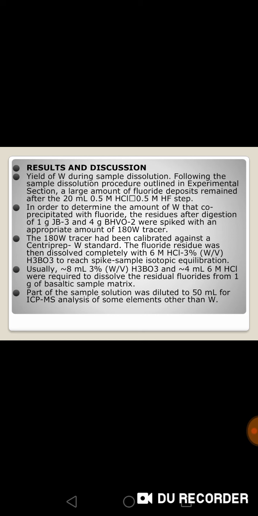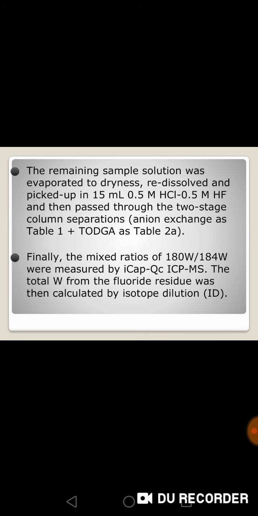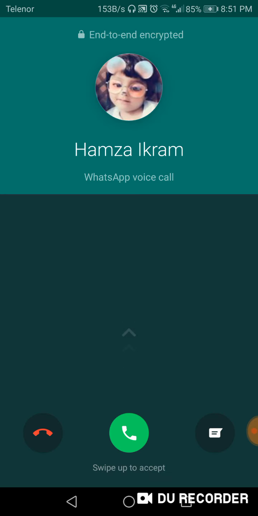Usually about 8 ml of 3% weight by volume H3BO3 and about 4 ml of 6 molar HCl were required to dissolve the residual fluoride from 1 gram of basaltic sample matrix. So part of the sample solution was diluted to 50 ml for inductively coupled plasma mass spectrometry analysis of some elements other than tungsten. The remaining sample solution was evaporated to dryness and redissolved.